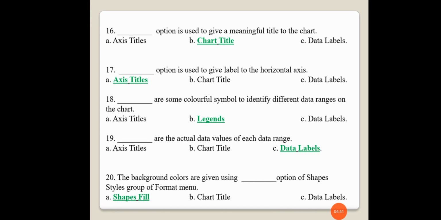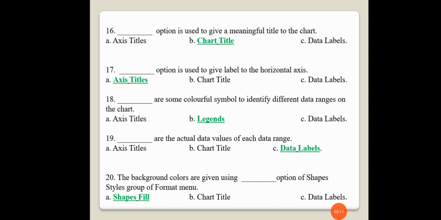17th, dash option is used to give a label to the horizontal axis. Options A axis titles, B chart title, C data labels. So answer is axis titles. 18th, dash are some colorful symbols to identify different data ranges on the chart. Options A axis styles, B legends, C data labels. So answer is legends.